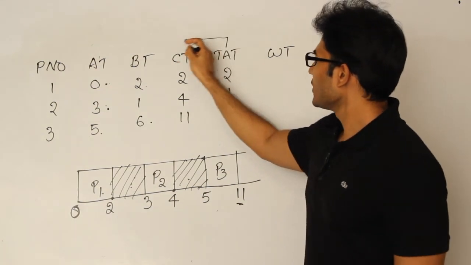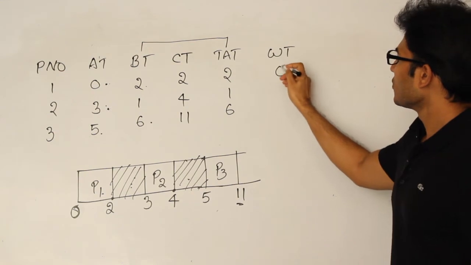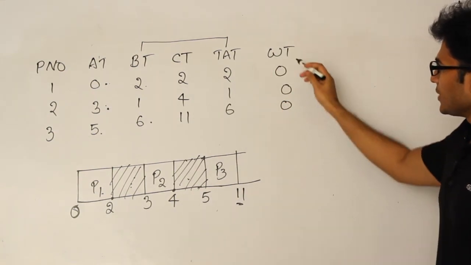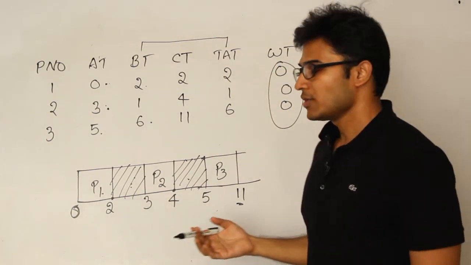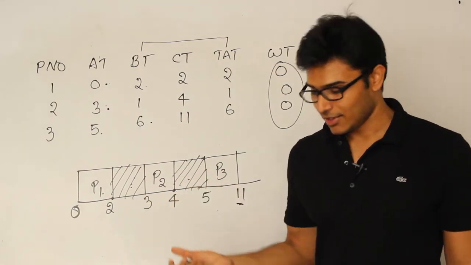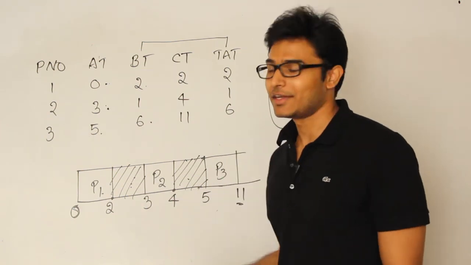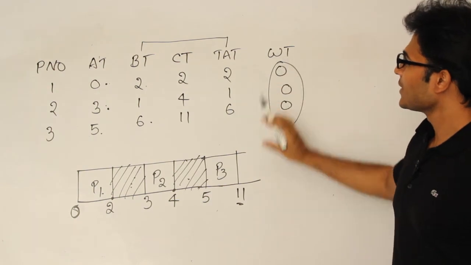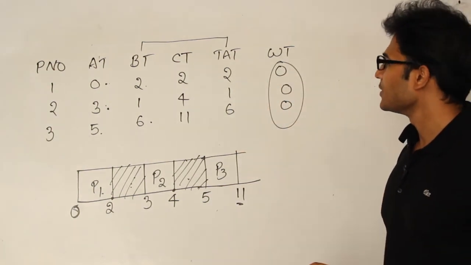Now we know that waiting time is turnaround time minus burst time. Then what is this? 0. What is this? 0. What is this? 0. Interesting, right? So the waiting time of all the processes is 0 because no process is actually waiting for the CPU. In fact, the CPU is waiting for the process, isn't it? It is like no student is waiting for the teacher. In fact, the teacher is waiting for the students. Funny, right? So the average waiting time is going to be 0 in this case, and the average turnaround time is going to be the same.